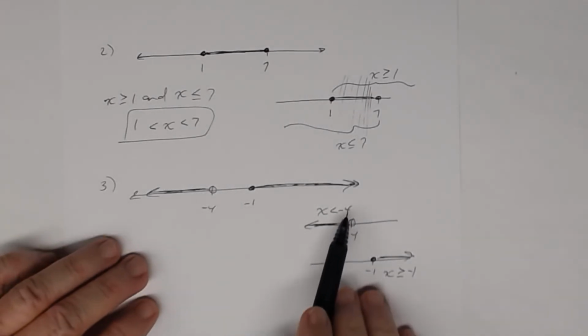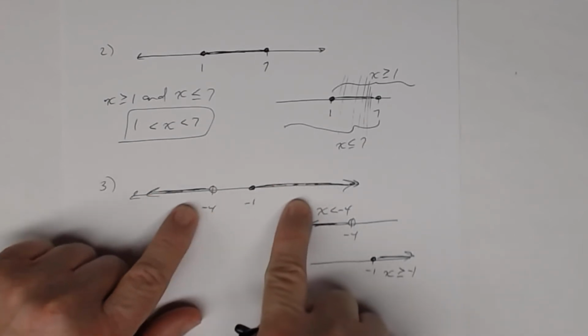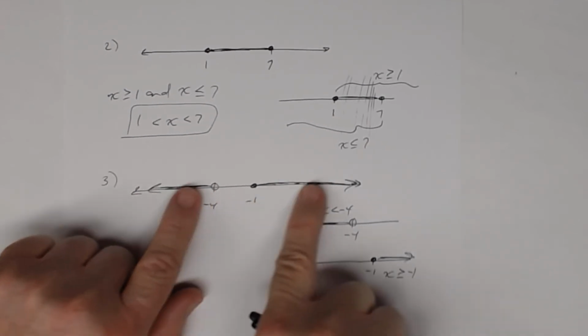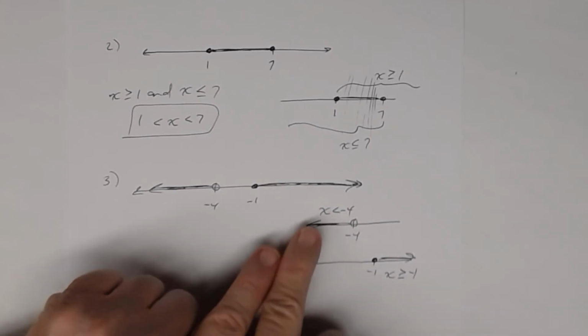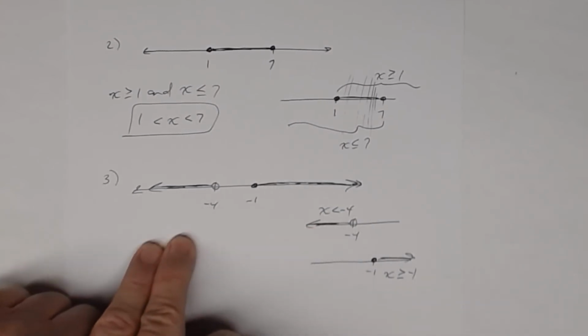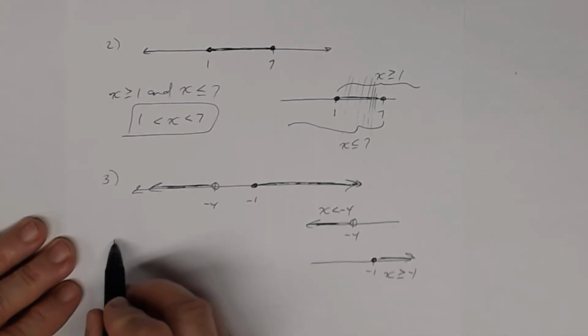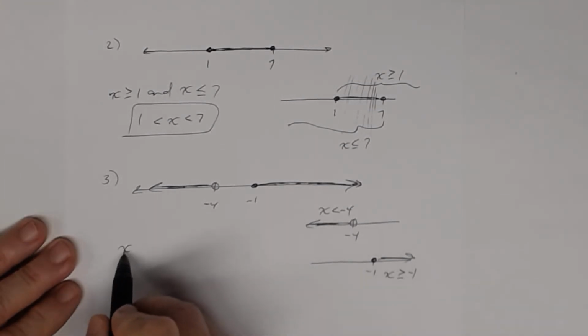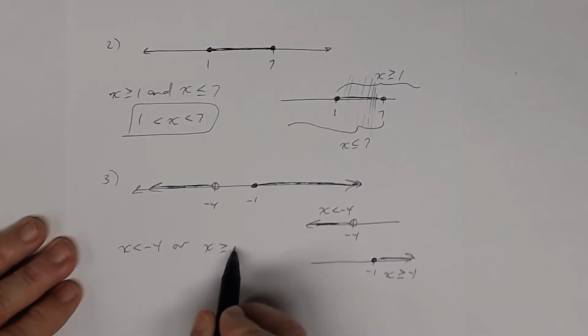And notice that these two graphs have nothing in common, right? So that's that or statement. So there's only one way to write your answer, and that is to use the or statement. So you're going to say x is less than -4, or x is greater than or equal to -1.